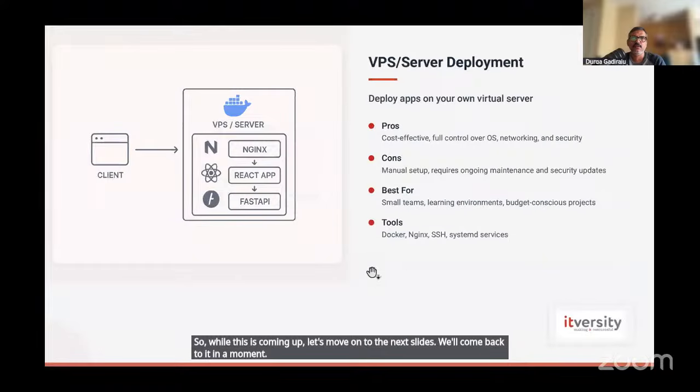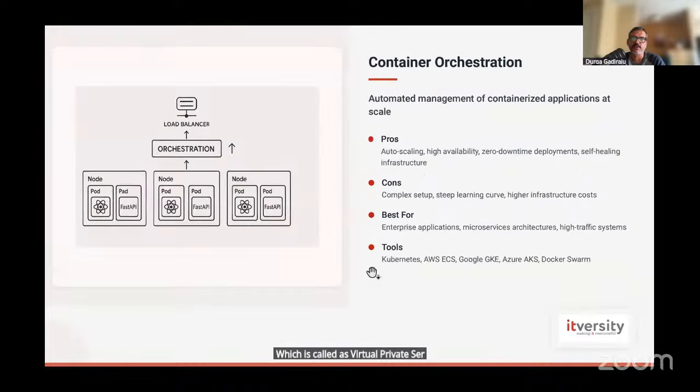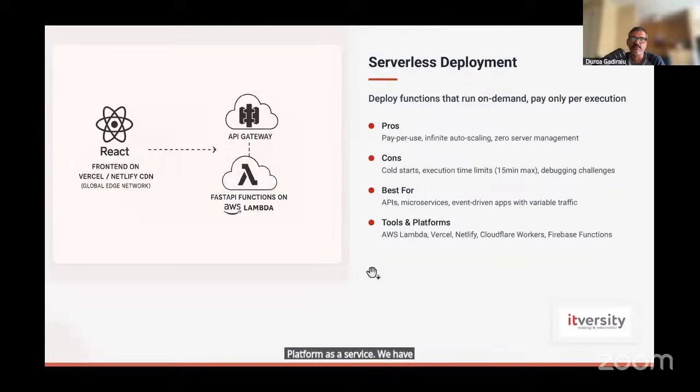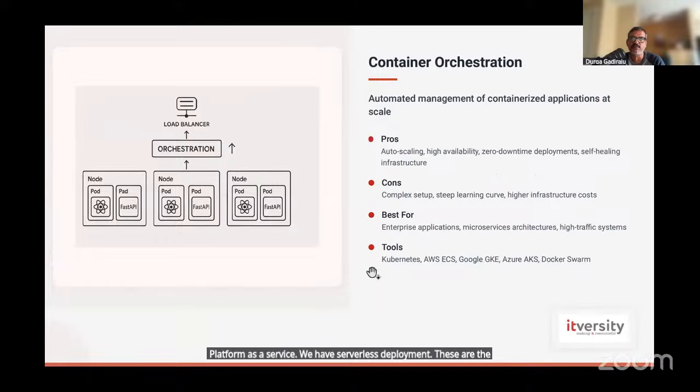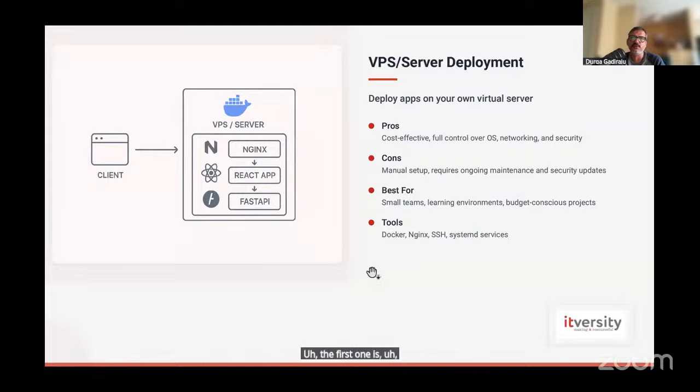Now, I'll actually talk about different deployment strategies in production. So we have the VM-based approach or Docker-based approach, which is called virtual private server deployment. We have container orchestration. We have platform as a service. We have serverless deployment. These are the four prominent ways of deploying an application. The first one is the virtual private server approach, where we might end up having VMs, and in the VMs we set up Docker and we build the application.